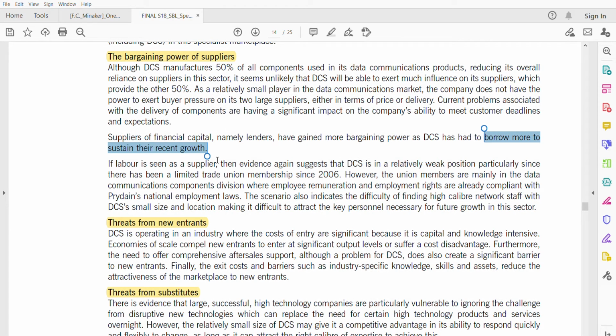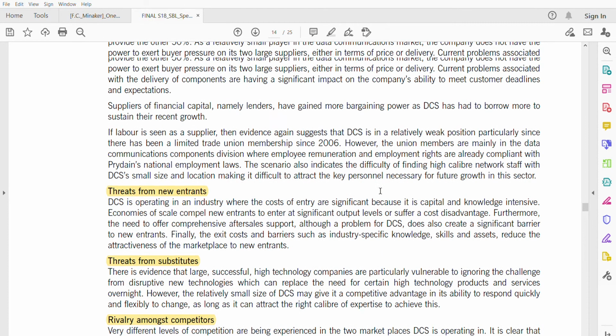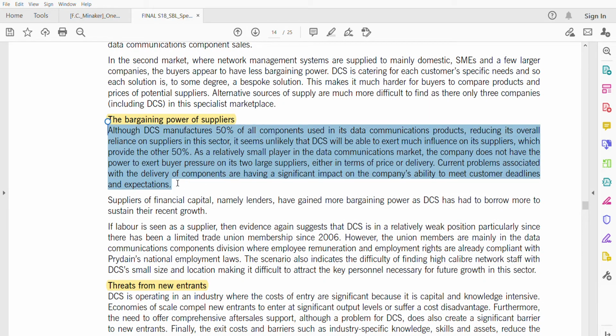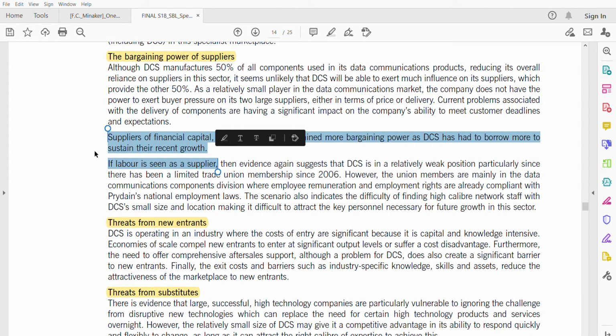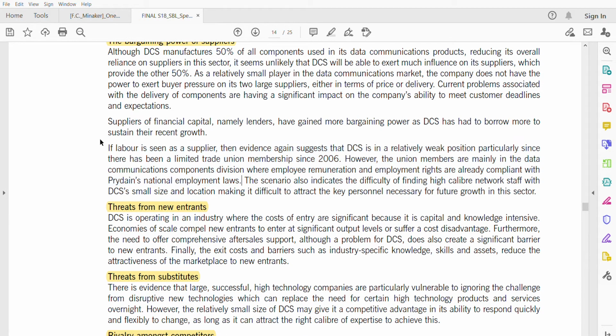This is how you are analyzing, this is how you have to use it, right? Now let's go to this paragraph. If labor is seen as a supplier, right? Can you see how they have divided this? In this paragraph, first they spoke about the supplier of our components, the raw material. Here they spoke about the lender as a supplier of finance. Here they have talked about the labor. This is how you are going to divide your paragraphs. So if labor is seen as a supplier, you might not include this in your answer. It's perfectly fine. But the more you include, the better it is.